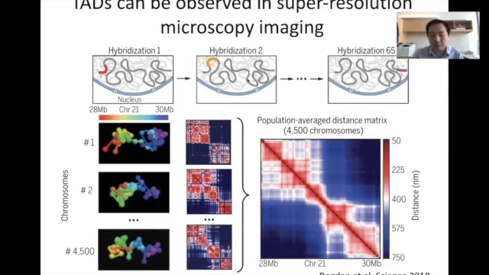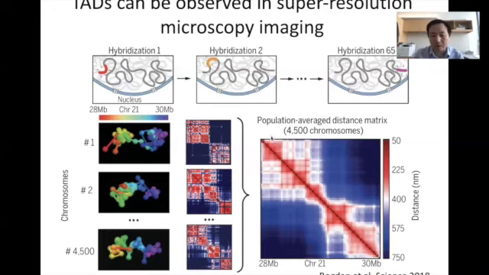So this paper is from Alistair's group at Stanford. In this case, they were able to label this strand of DNA with different colors, red, orange, and purple, using a series of hybridizations. As a result, you can see the labeling with super-resolution microscopy. So they can still see this type of TAD-like structure from the super-resolution microscopy data.